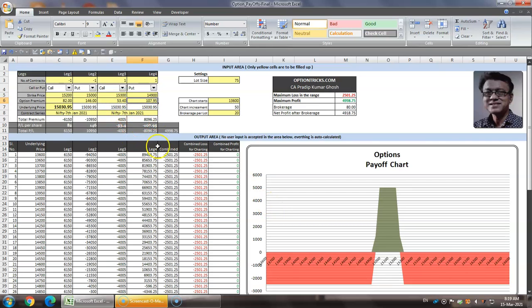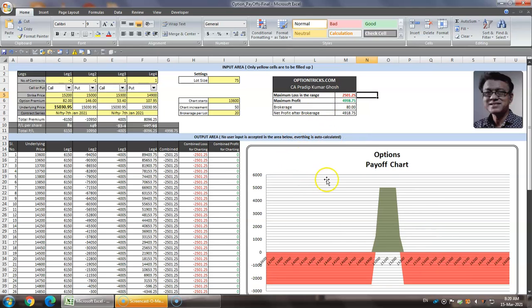Now, what will be his situation? His situation will be like this. He will have a maximum profit of 4,998.75, but his maximum loss is limited to 2,501.25. That means in this case he is well protected. In fact, after taking this position, he can sleep peacefully, I should say. Although it may so happen that you have to adjust this position later on until the expiry day, but still you are within a very limited profit and limited loss.